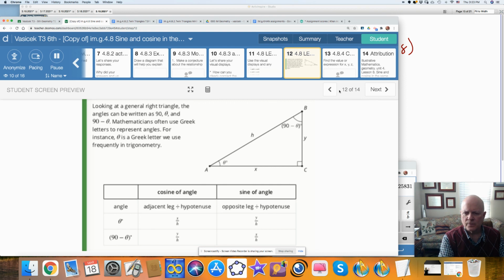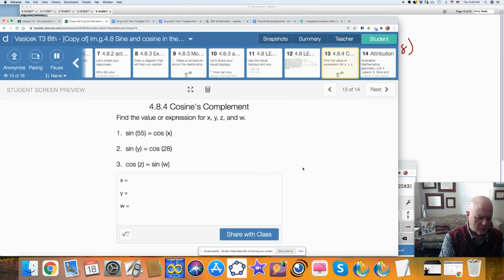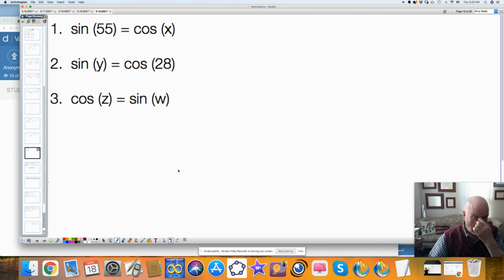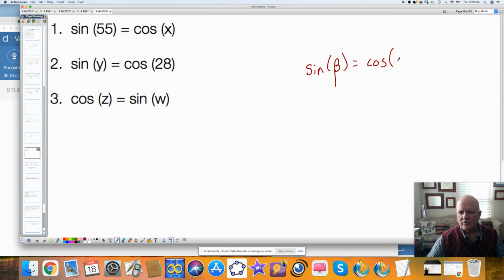For the cool down, you're supposed to solve these three questions. What is x, what is y, and what is w? So remember, the idea for today was that the sine of some angle, beta, is equal to the cosine of its complement, 90 minus beta. So if we have sine of 55, the cosine, what is 90 minus 55? You should get 35.